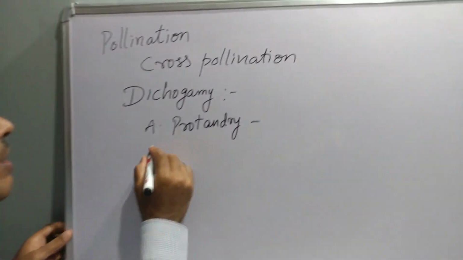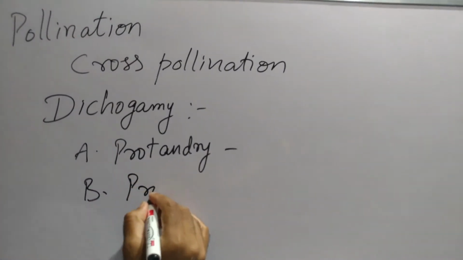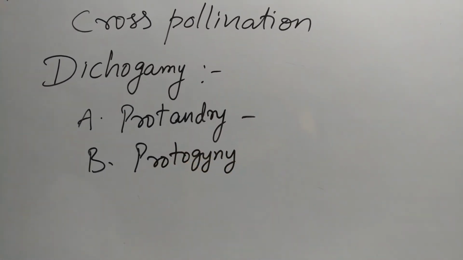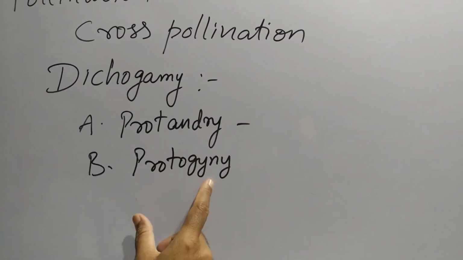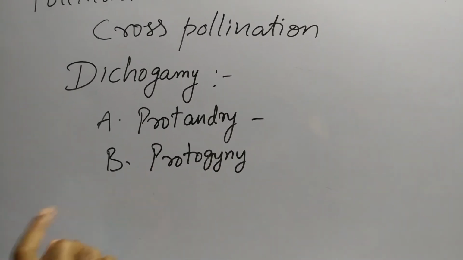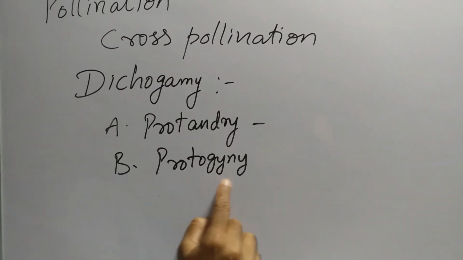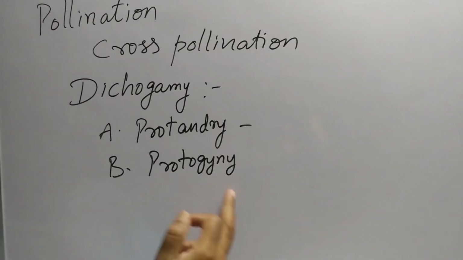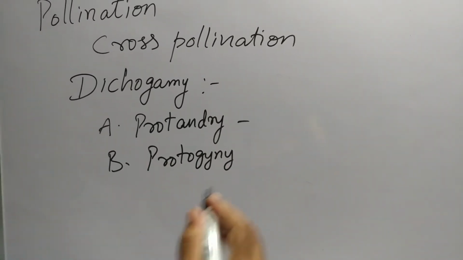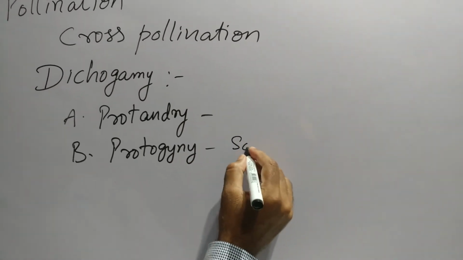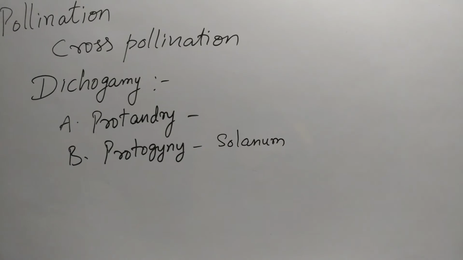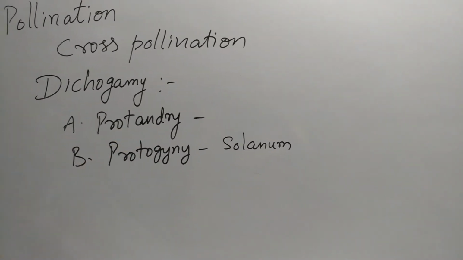Second one we find is protogyny. Here the gynoecium matures earlier than the androecium. Pro means first, and gyne means gynoecium. So the gynoecium maturing earlier than the androecium is called protogyny. A few species of Solanum exhibit this, but most plants exhibit protandry.